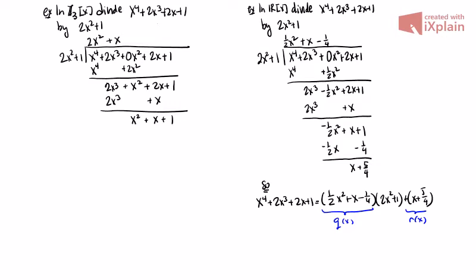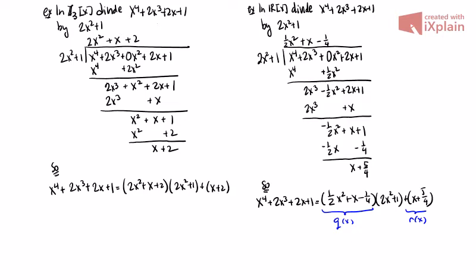And we say, what do we multiply 2x squared by to get x squared? So this would just be 2, because 2 times 2x squared is 4x squared, but that's just x squared. Plus 2. Subtract. 1 minus 2 is negative 1, but that's 2. So then we can write x to the fourth plus 2x cubed plus 2x plus 1 equals the quotient times 2x squared plus 1 plus the remainder. Again, we've got the quotient and the remainder here and here.